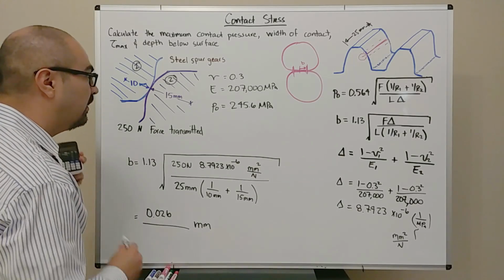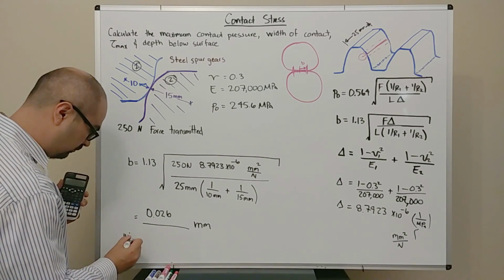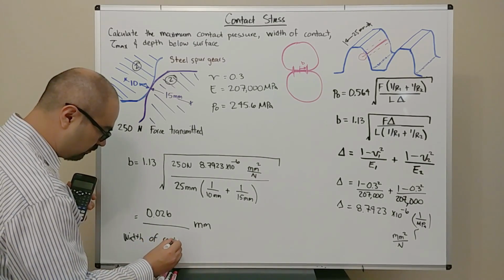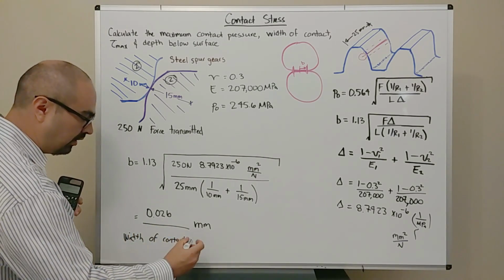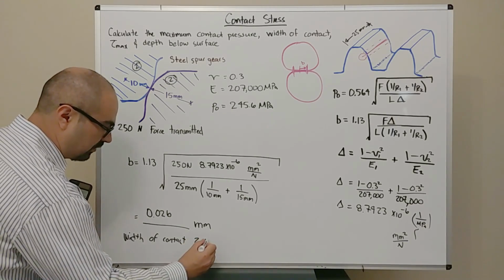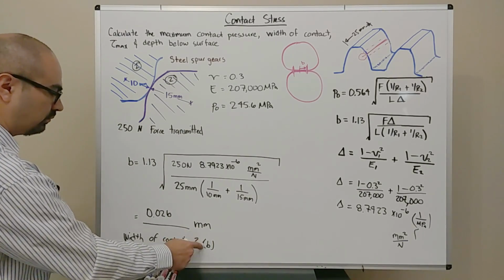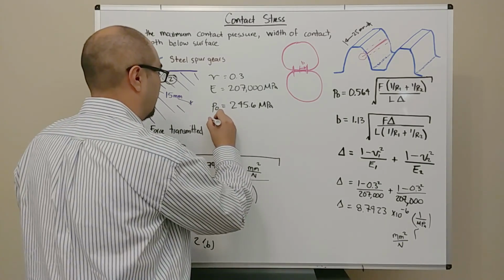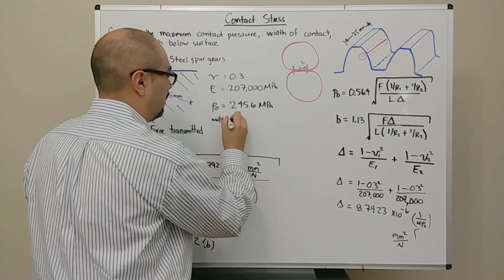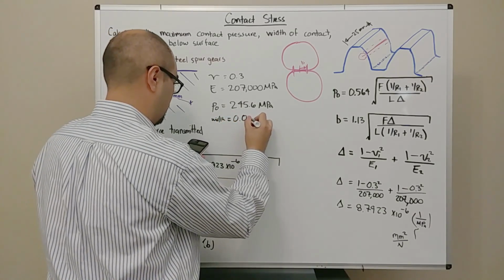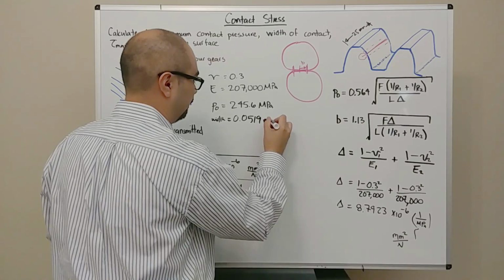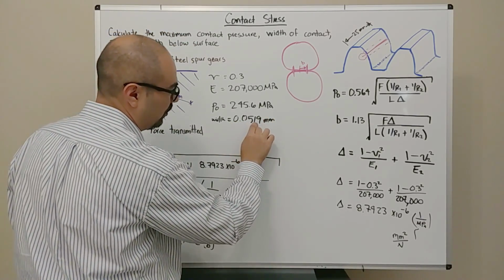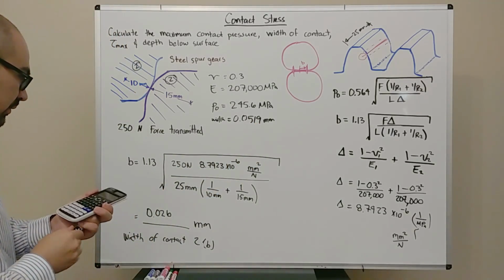So the width of the contact is just going to be 2 times B. So answer times 2, and we get that the width is 0.0519 millimeters, right? Or if we move the decimal 1, 2, 3, around 51 microns.